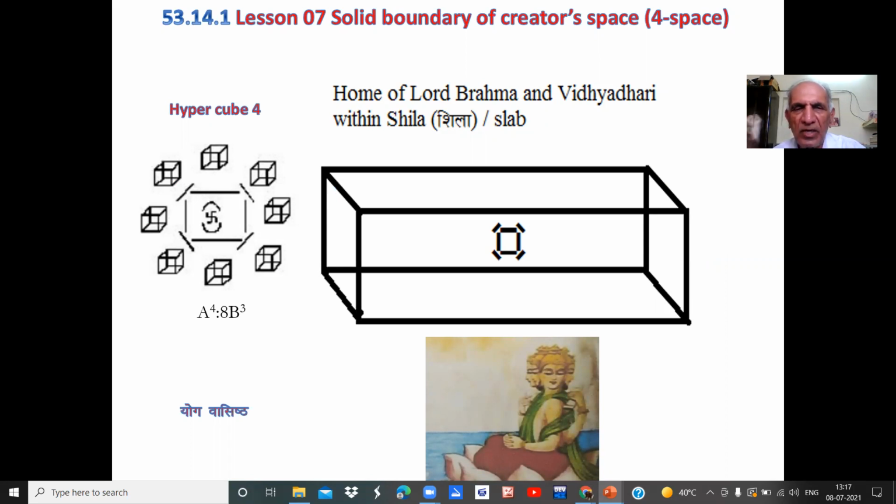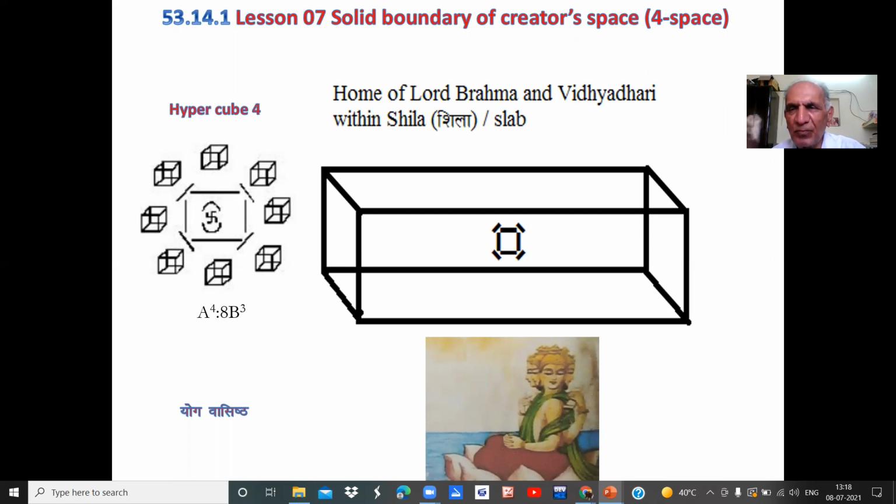Hypercube 4 is of a solid boundary. Force space content manifesting as force space domain is enveloped by a solid boundary of 8 components. It would be blissful to be parallel with the enlightenment of Yoga Vasishtha.